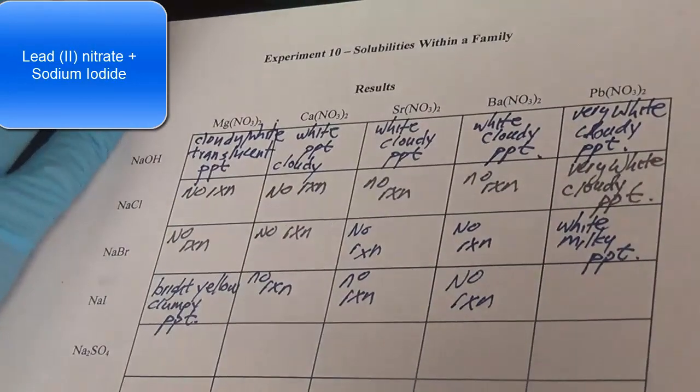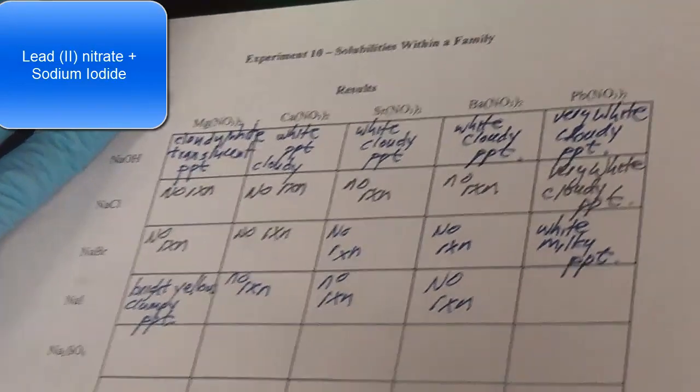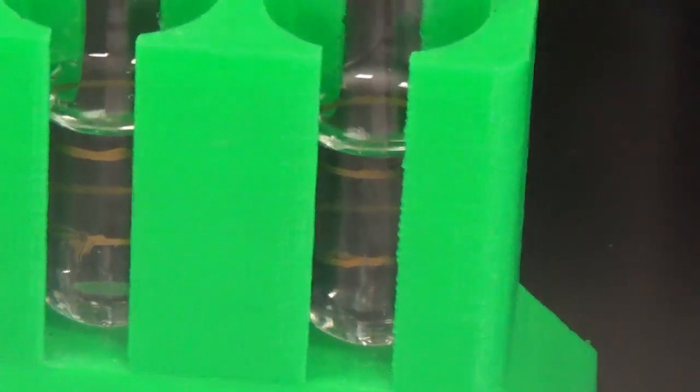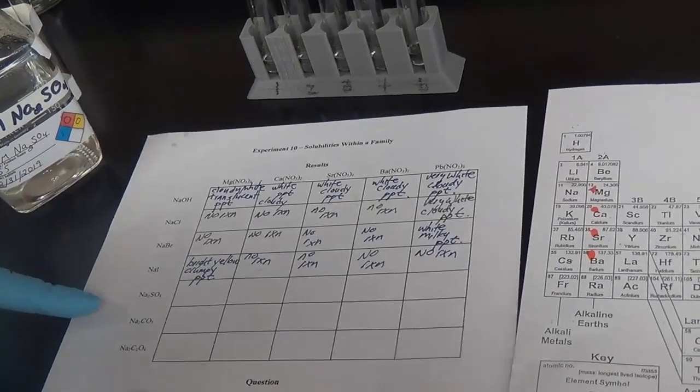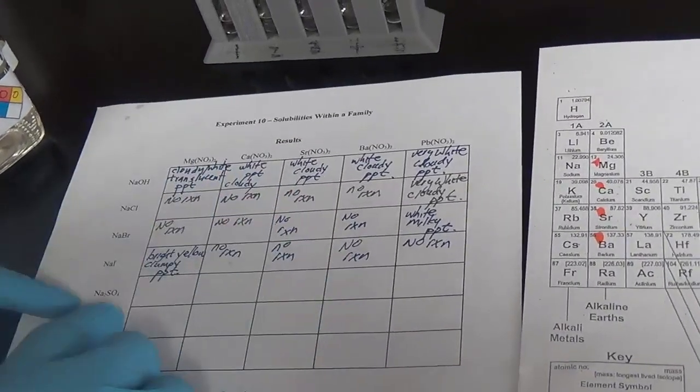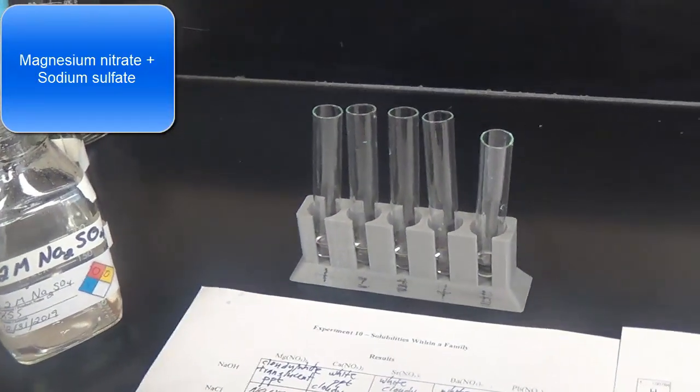All right, finally lead. Lead 2 nitrate with sodium iodide. And looks to me, I don't see much of a reaction here. You want to look closely. Sometimes the precipitate can be kind of small, so definitely look. And I don't see much of a reaction here. No precipitate, no reaction. All right. Continuing on, let's do magnesium nitrate and sodium sulfate.